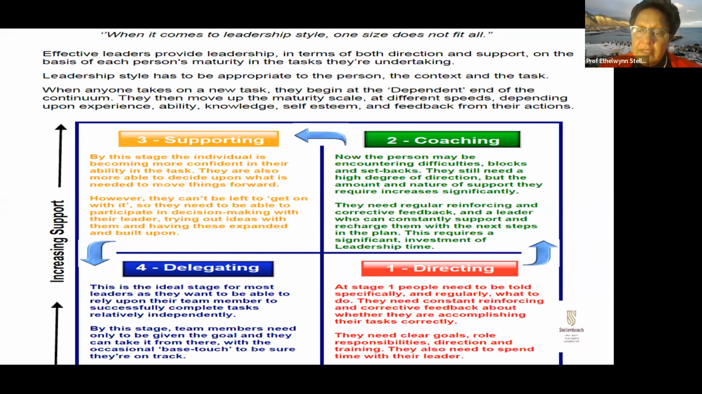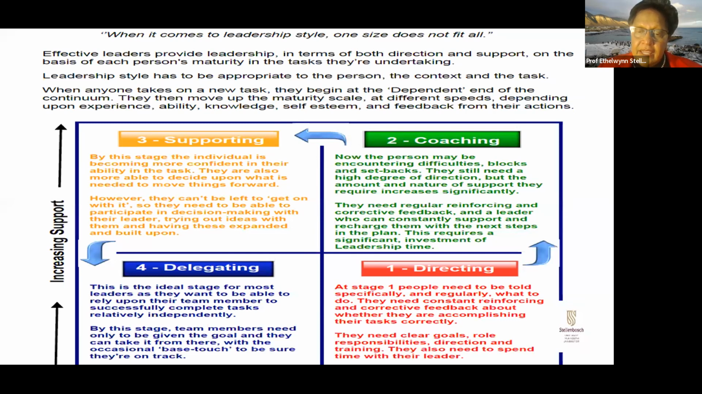My screen doesn't show the bottom part, but okay. So if you look at the arrows on my left, increasing support, and at the horizontal level, can you see the horizontal level? I have something here that's now blocking that. Basically, here is your increase in directing on the horizontal level.